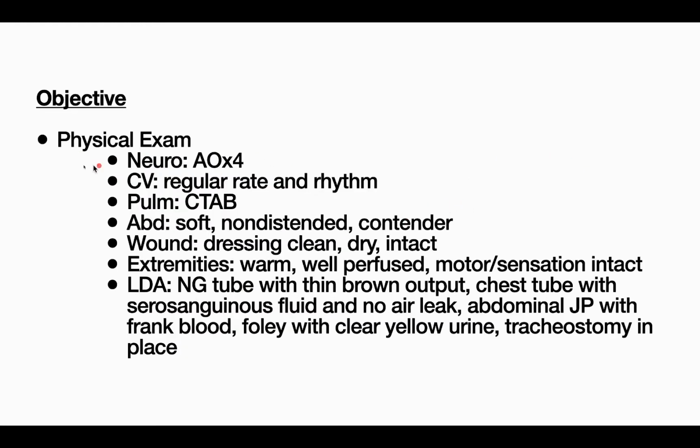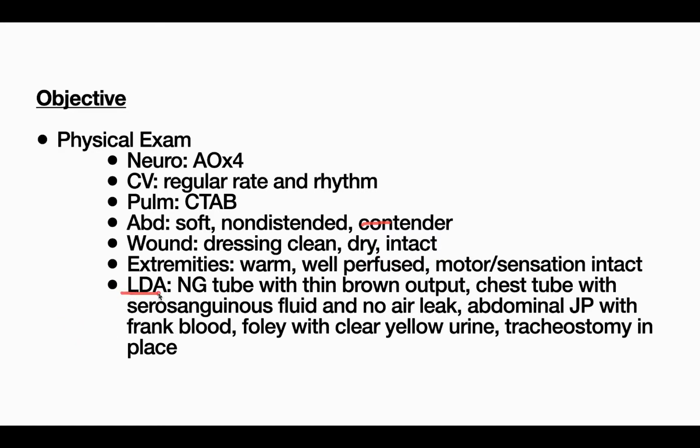So another example here, you might say, for this patient, neuro, they're alert and oriented ×4. For cardiovascular, they have regular rate and rhythm. Pulmonary, their lungs are clear to auscultation bilaterally. Their abdomen is soft, non-distended. They should say non-tender. Their wound, their dressing's clean, dry, and intact. Their extremities are warm, well perfused, and they have intact motor and sensation.